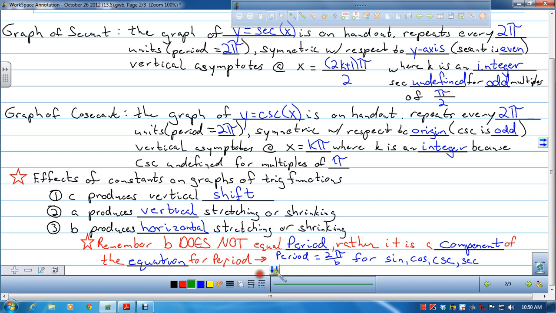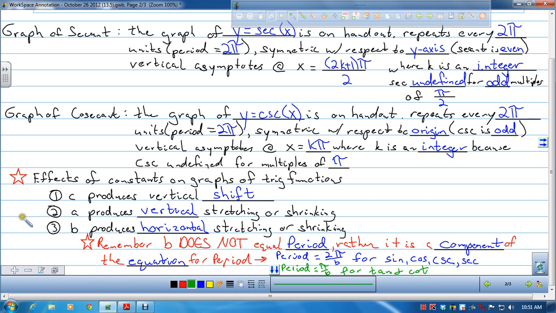Now, the period will equal pi over b for tangent and cotangent, because those were the two functions that had a normal period of pi. Remember, that's the span where it repeats itself. So, okay.